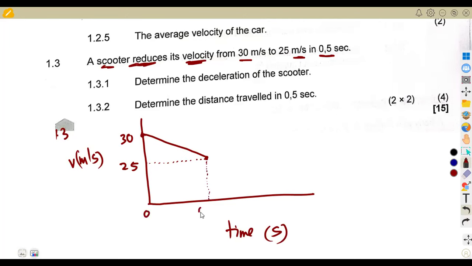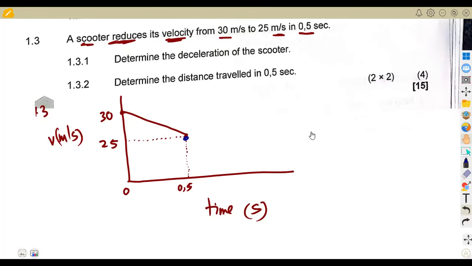We do not know what's going to happen. Is it going to accelerate and go down? We do not know what's going to happen with this scooter later on. What we know about this scooter is that it decelerated from 30 to 25 meters per second within 0.5 seconds. That is all we know. That is what you're given, only that part. You do not know what's going to happen later on. Answer the question. Work with the question, right?